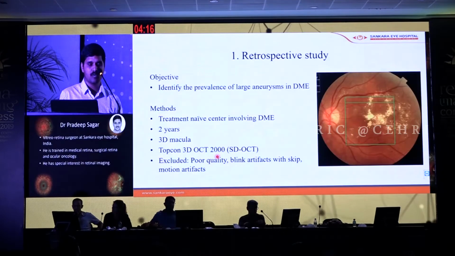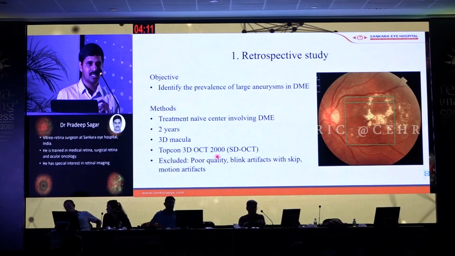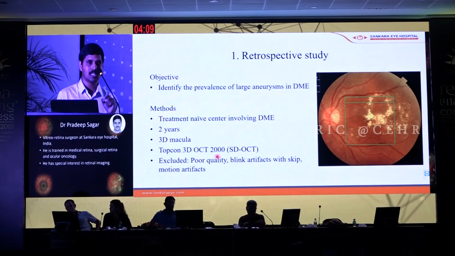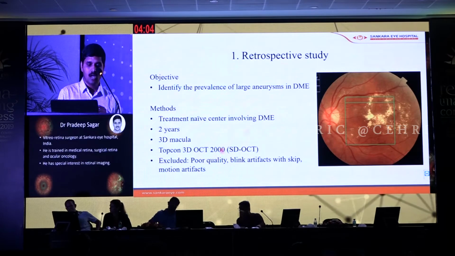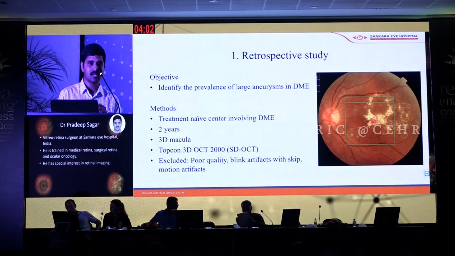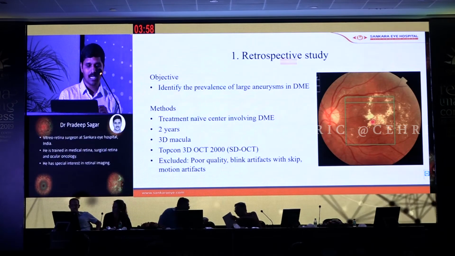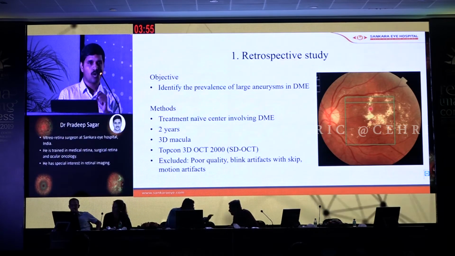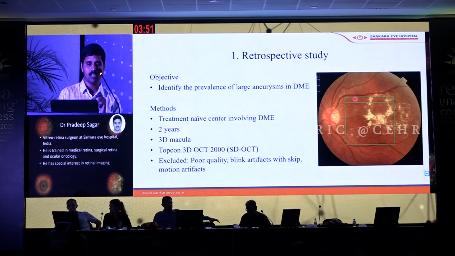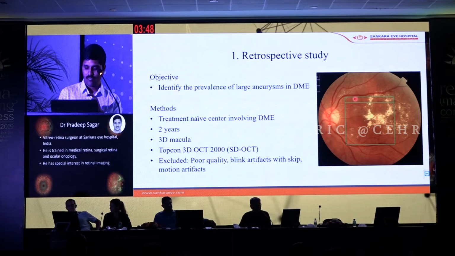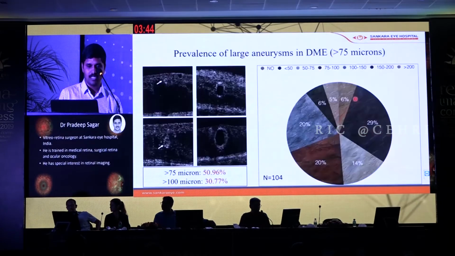So with this outset, we planned a retrospective analysis of our patients with treatment-naive DME who presented to us in the last 2 years. So we included only those cases with a good 3D macular OCT centered on the fovea. We excluded those cases with poor quality or the blink artifact or the motion artifact. So what we did was we searched for aneurysms in all the 127 B scans of the 6 by 6 mm 3D macular OCT.